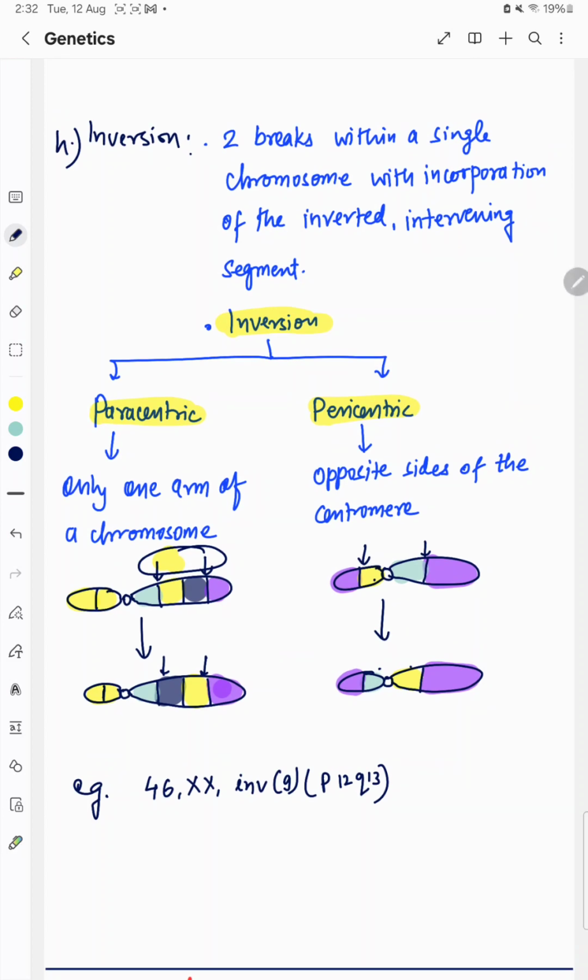So this is the basics about chromosomal disorders, the normal karyotype, and the various terminology we are going to use in the chromosomal disorders.